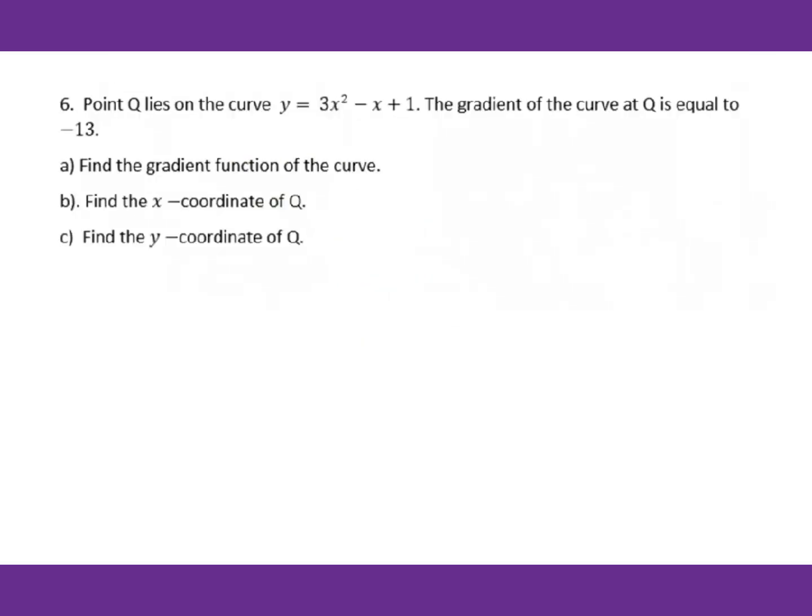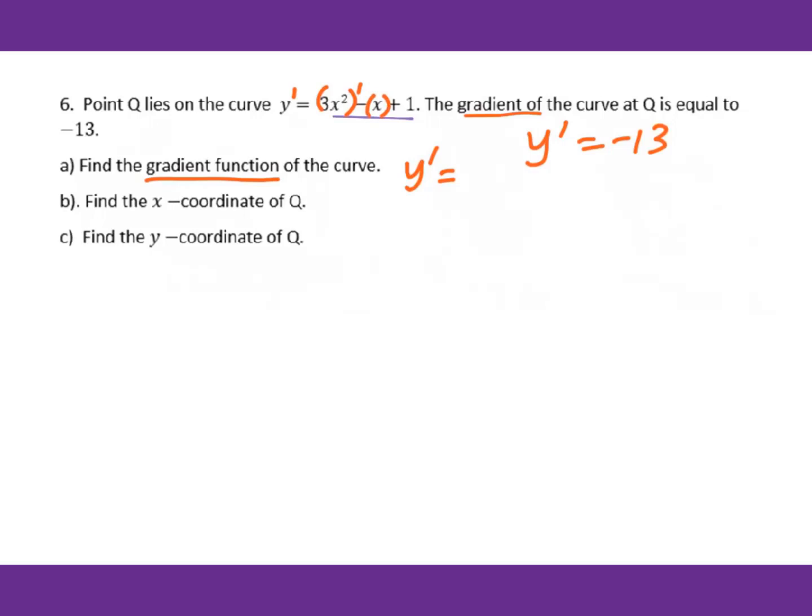Point Q lies on the curve of this function. The gradient of a curve at Q is equal to negative 13. When you see gradient, that means you will get the y prime, the derivative, that equals negative 13. Find the gradient function of the curve. That means y prime equals.